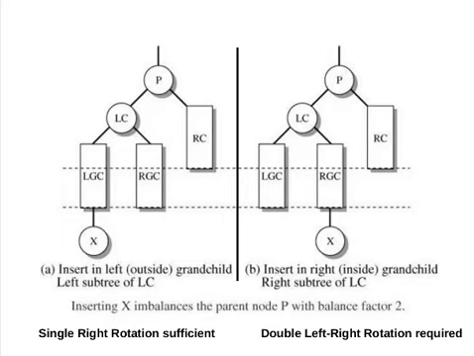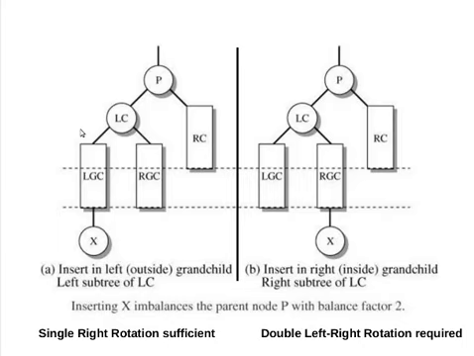Left child of P is named as LC and right subtree of P is RC. Left and right subtree of LC are named as LGC and RGC respectively. LGC is acronym for left grandchild and RGC is acronym for right grandchild. Here X is inserted on the left of P and further on the left of LC. This represents the left-left case.